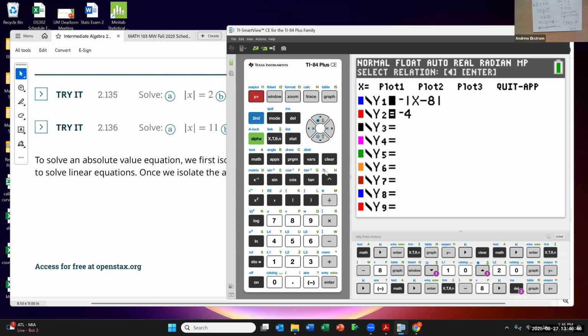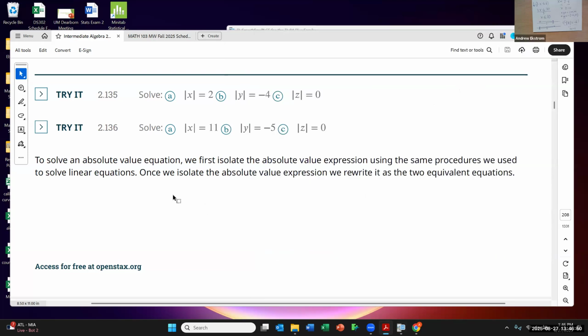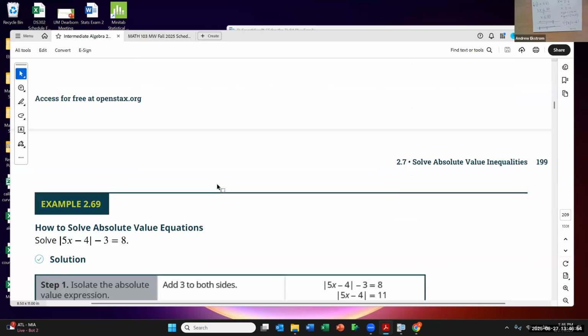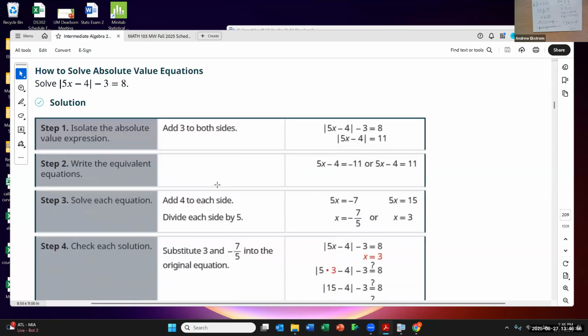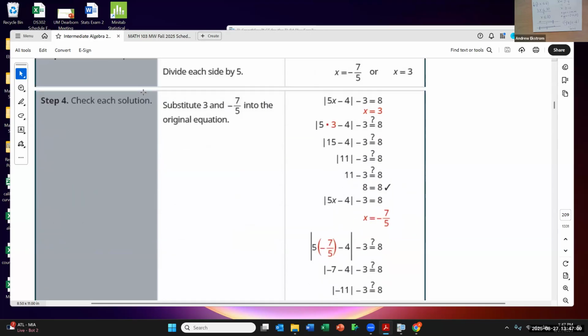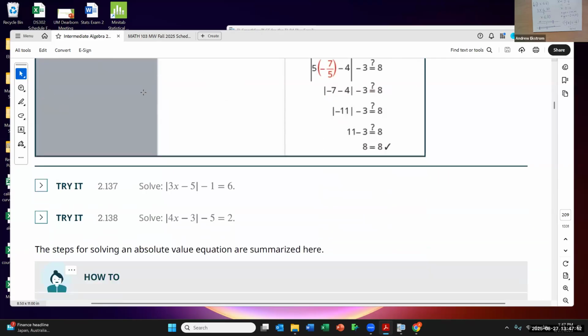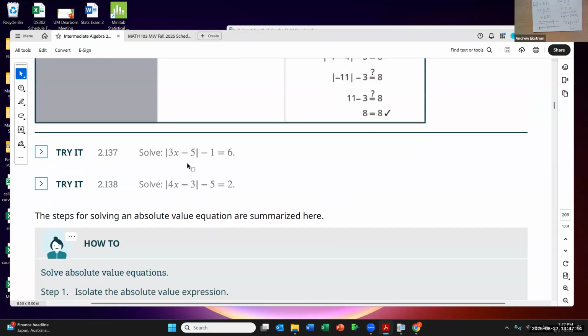Okay. So we actually just did 4 or 5 different example problems in there. So even when we've got some weird problems like these, we can still graph them. So let's take a look at 137 real quick.